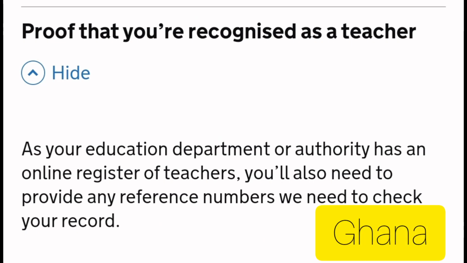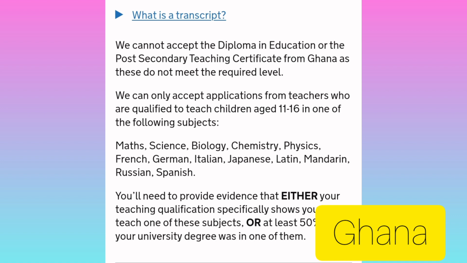For example, if you are from Ghana, they will tell you that as your education department or authority has an online register of teachers, you also need to provide a reference number and they will check your record. They also said that they do not accept a diploma in education or any post-secondary school training in Ghana. So this is the requirement for Ghana.